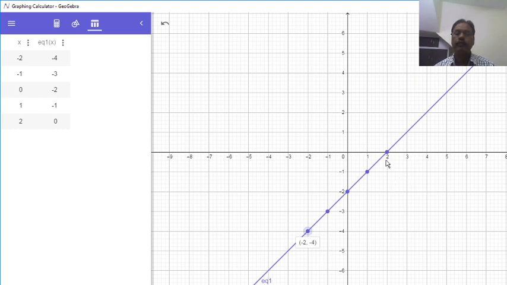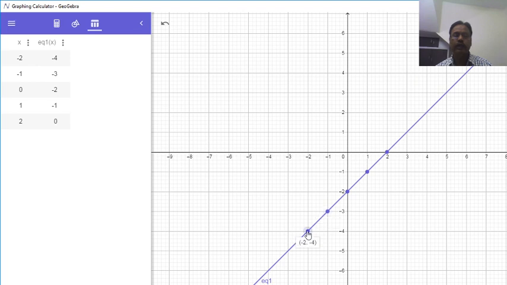Similarly, we can see that the coordinate of this point is 2, 0. Let us check, is it 2, 0? Yes, it is 2, 0. So in this way we have found so many solutions. 5 solutions are there, and the coordinate of this point will be 1, minus 1. Let us see, it is 1, minus 1, and the coordinate of this point will be 0, minus 2. This is 0, minus 2. The coordinate of this point is minus 1, minus 3.